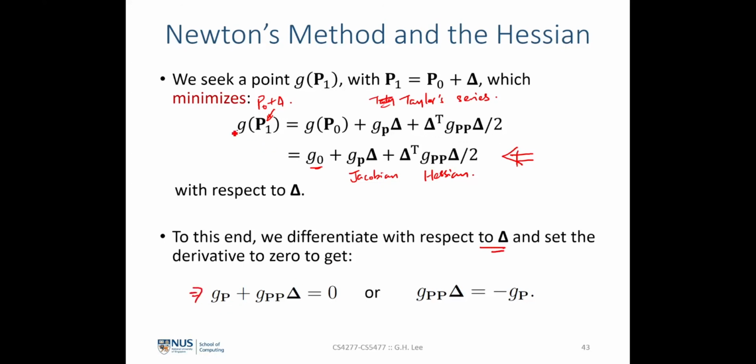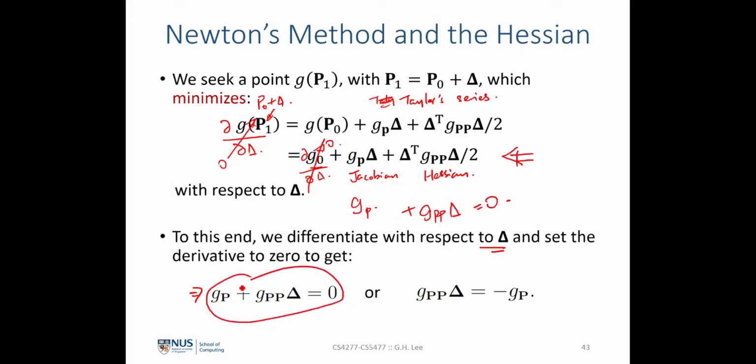So we can see that if we take this del g p1 over del delta, because this is independent of delta, this will go to 0. And this term over here is also independent of delta. We take this over del delta. This is going to be 0 as well. And this guy will become g of p, since it's a function of delta. And this is a square function of delta. So this would become gpp multiplied by delta. And the whole thing would be equal to 0, which is this equation over here.